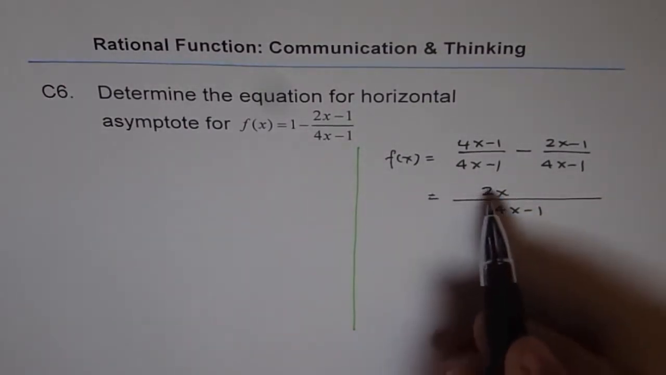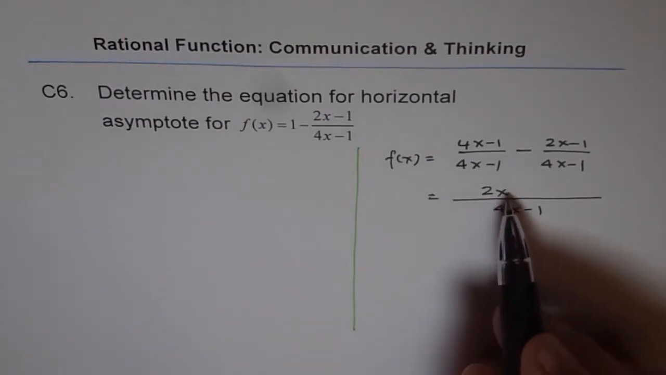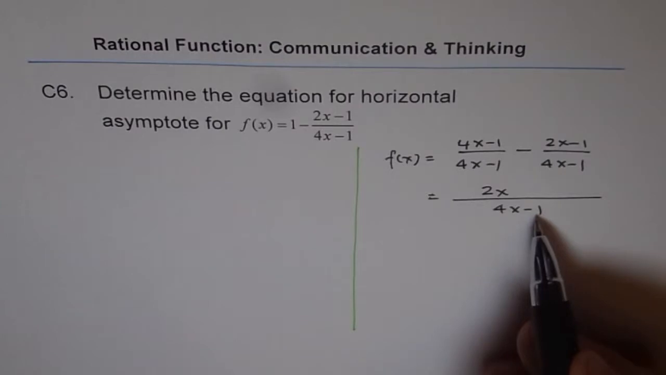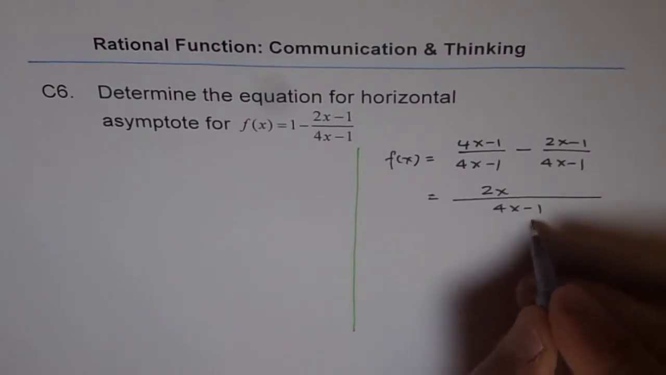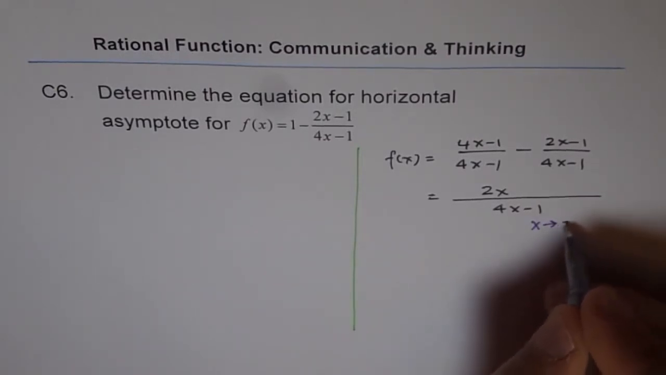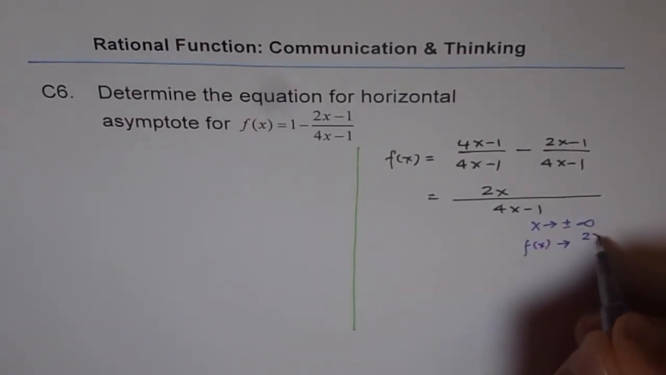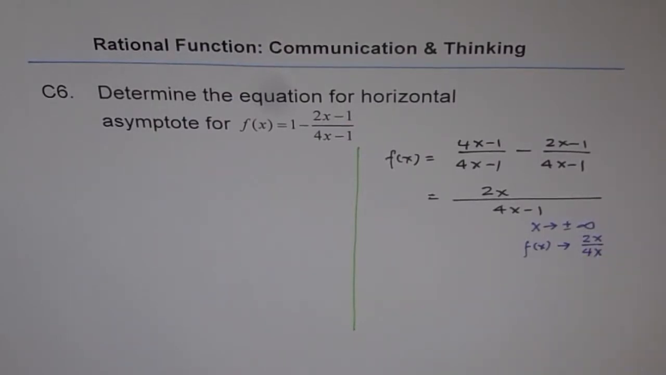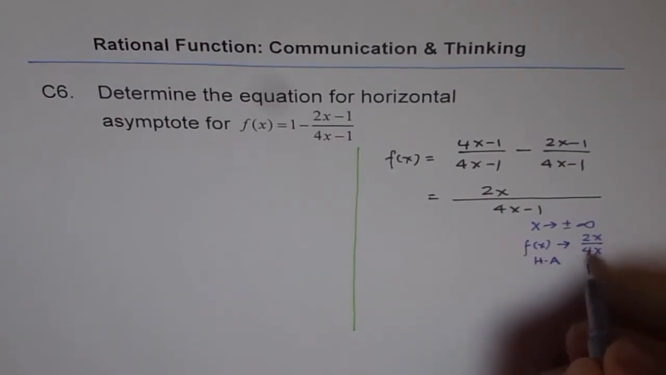Now if you have a function like this, as x approaches infinity, minus 1 is a very small number, right? So what we say is that as x approaches plus or minus infinity, f(x) actually approaches 2x over 4x. Is that okay? So that gives you the horizontal asymptote. That's the basic definition of horizontal asymptote. That's how you get it.